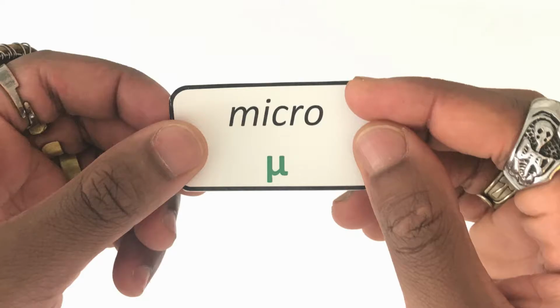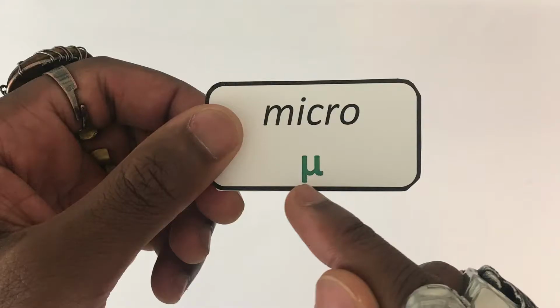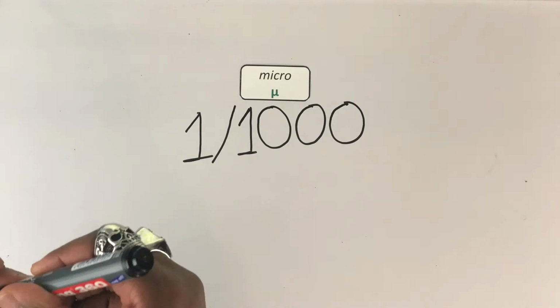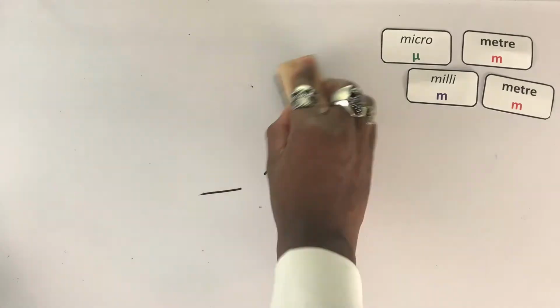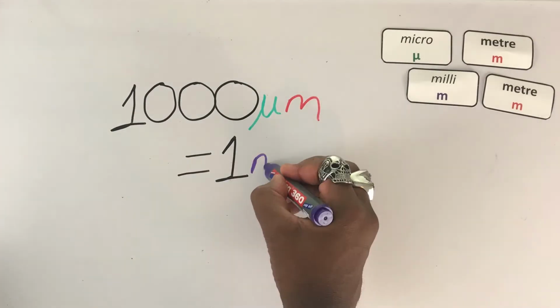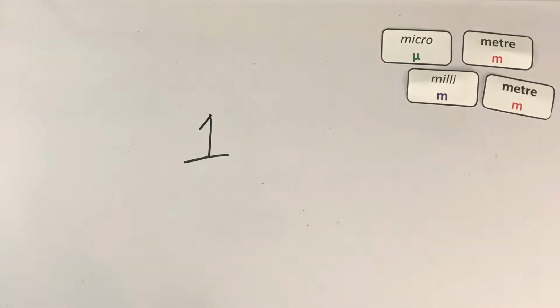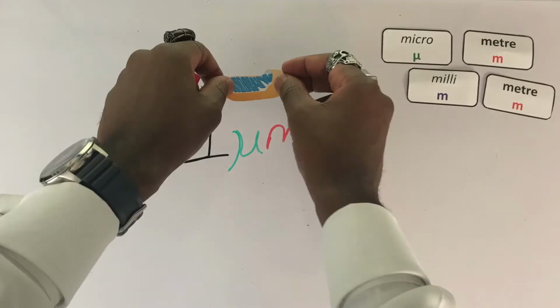The next prefix is micro, which uses the strange letter mu, which is the lowercase m in the Greek alphabet. A micrometer is 1,000th of a millimeter. That means you need 1,000 micrometers to make 1 millimeter. A micrometer is roughly the size of a mitochondria.